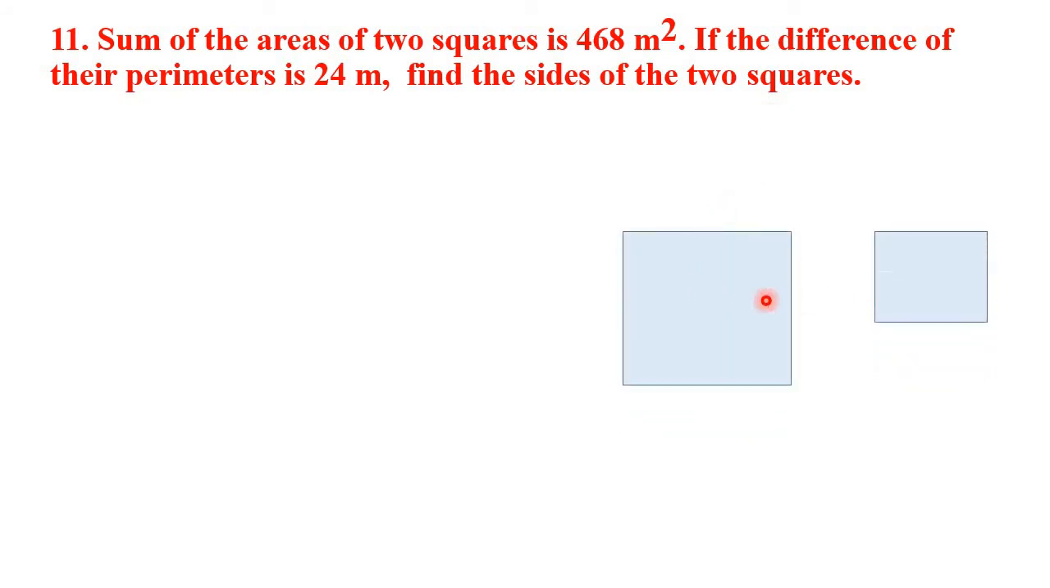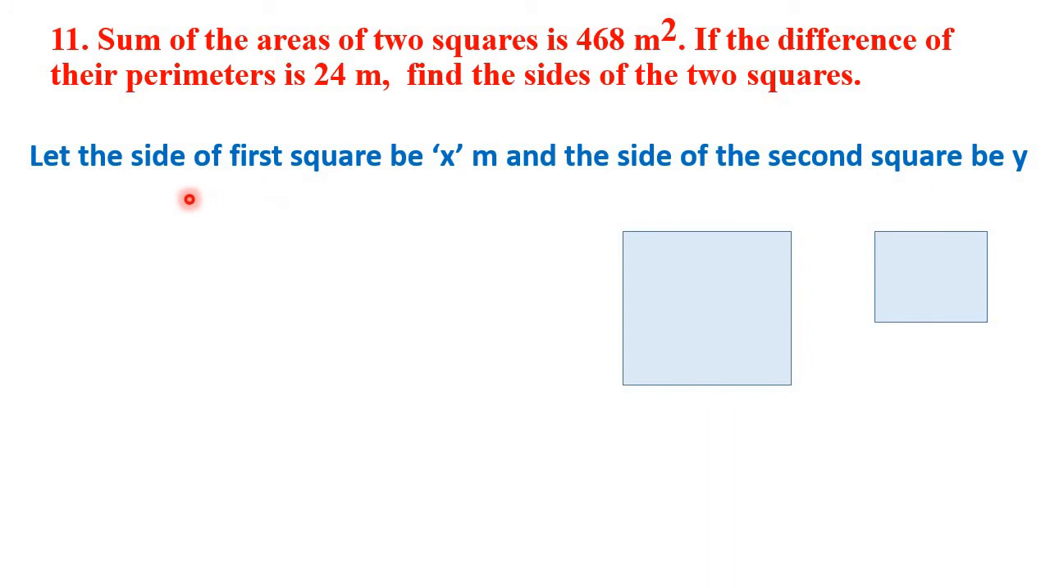Here, these are the two squares, one is the big one, another one is the smaller one. Let the side of the first square be x meters and the side of the small square be y meters respectively. Already it is stated that the difference of the perimeters is 24.